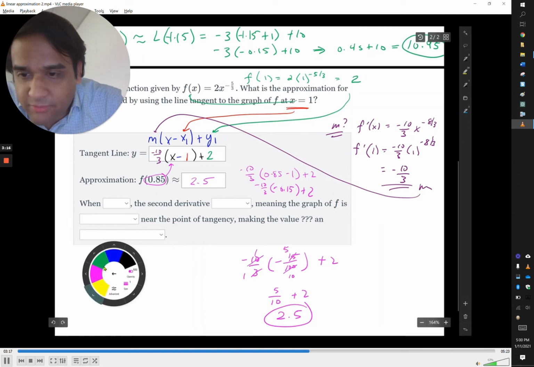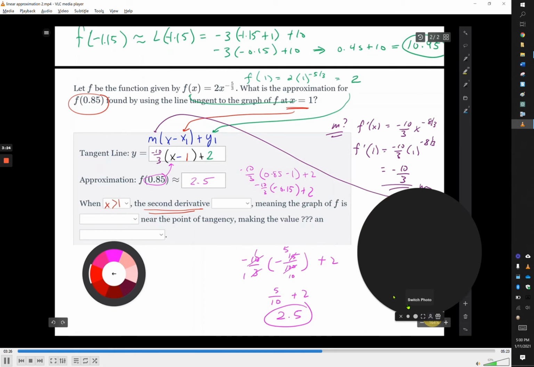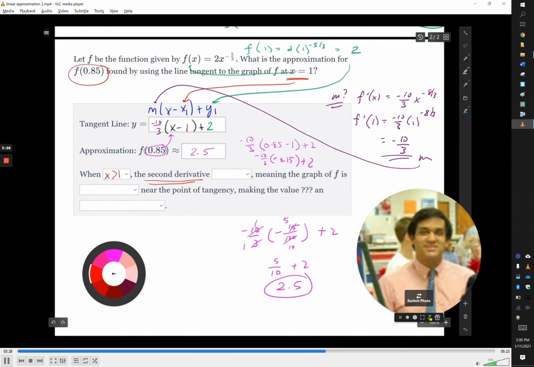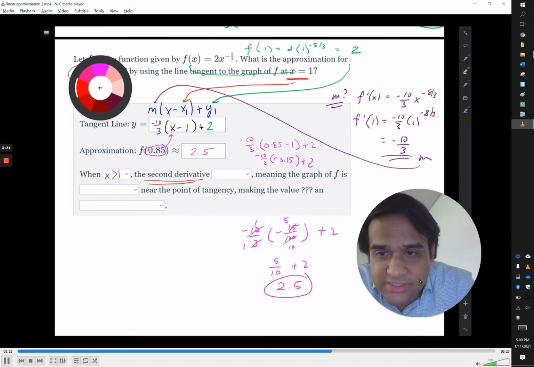I think some of my work here will be underneath the... All right, bear with me on this software. It's sort of new. So we're considering x equaling 0.85. So that's when x is greater than 0. I wrote greater than 1 there, but actually greater than 0 is what I meant to.